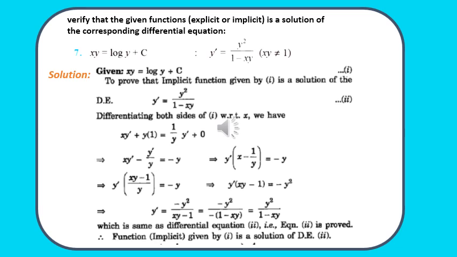So differentiating both sides of equation 1, that is xy = log y + c, we get xy' + y·1 = (1/y)·y' + 0. Okay, so taking y' to the same side, we get xy' - y'/y = -y. So taking y' common, we get y'(x - 1/y) = -y. So simplifying and finding the value of y', we get y'(xy - 1)/y = -y. Multiplying, we get y' = -y² / (xy - 1).